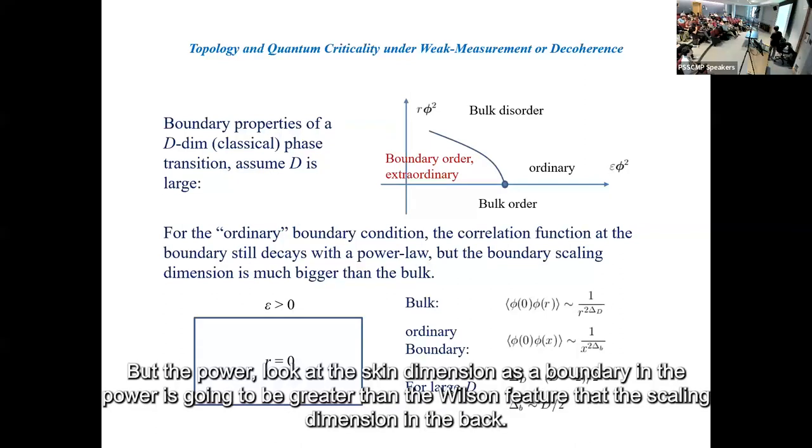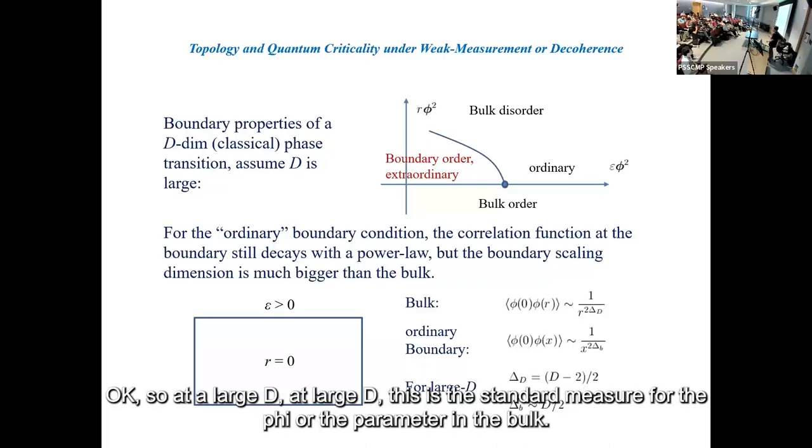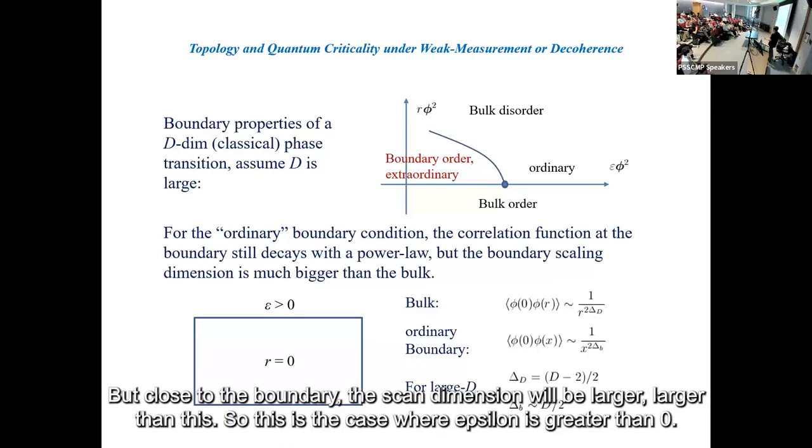the scaling dimension at the boundary, the power is going to be greater than the Wilson-Fisher scaling dimension in the bulk. So at a large D, this is the scaling dimension for the phi order parameter in the bulk. But close to the boundary, the scaling dimension will be larger than this. So this is the case where epsilon is greater than zero.